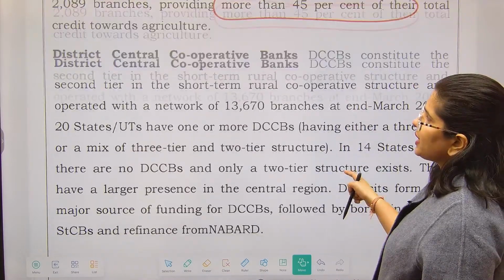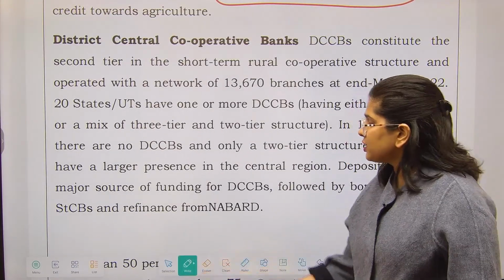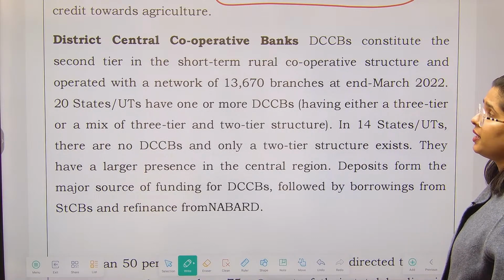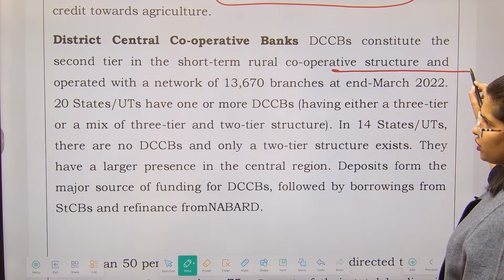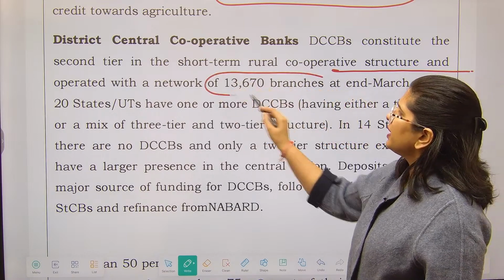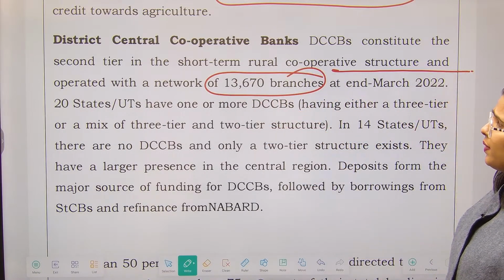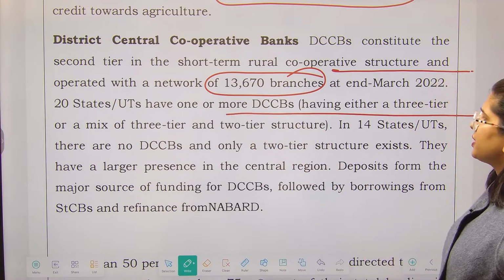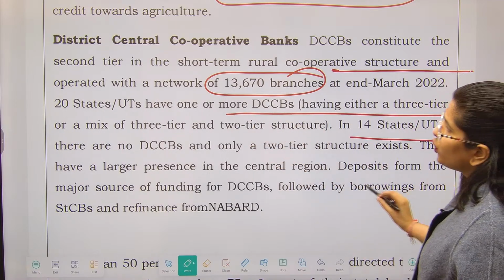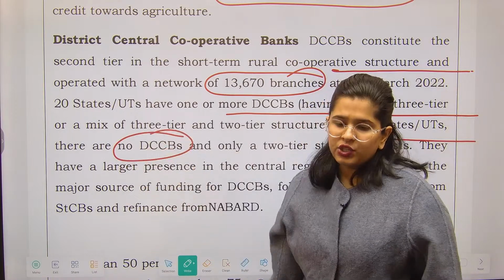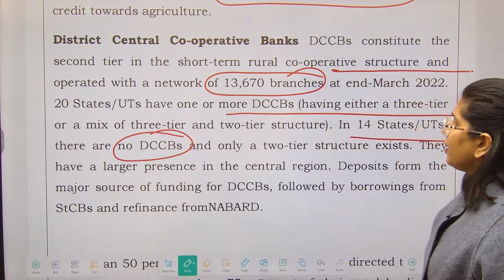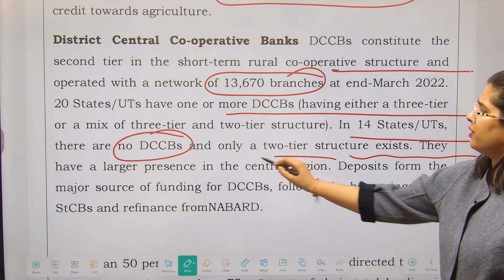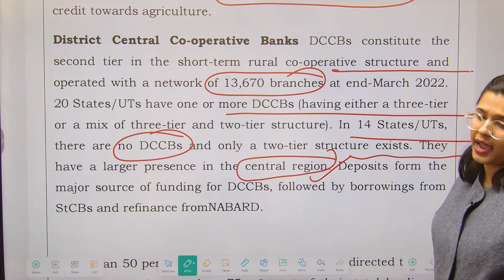Then we have district central cooperative banks. What is district central cooperative bank talking about? So they constitute the second tier in the short term rural cooperative structure, right? They have 13,000 branches at the end of March 2022. 20 states or UTs have one or more district cooperative credit institutions. In 14 states, there is no district credit cooperative structure, right? And only a 2-tier structure exists. They have a larger presence in the central region. So this is where they are highly represented.